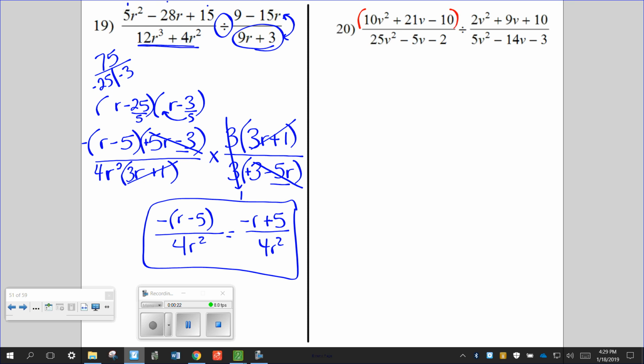They don't have a greatest common factor, unfortunately, so we multiply 10, the first term, by the constant term, negative 10, and we get negative 100. We need factors of negative 100 that add up to be positive 21. So Mr. Hines is going to think about that for a minute. That would be 25 and negative 4.